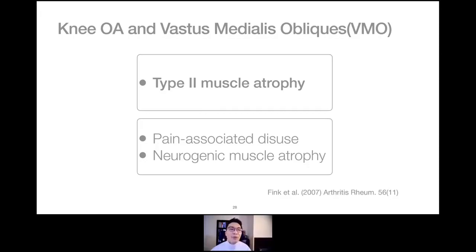But mainly type 2 muscles go through atrophy. It can be affected by age, because about 7% of the muscle is wasted as we go.